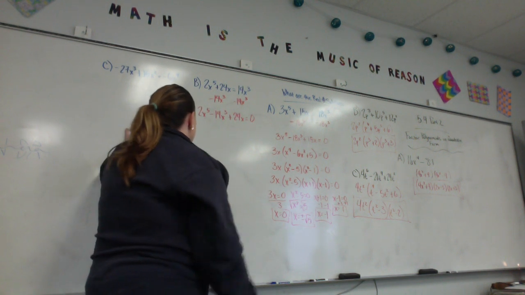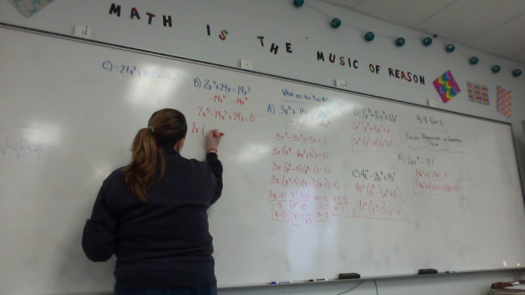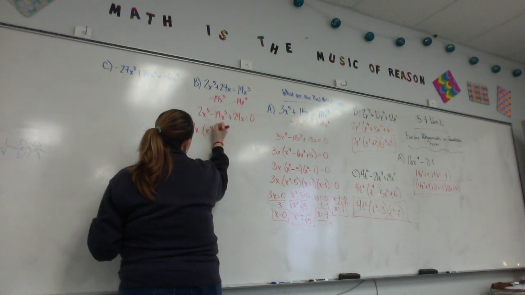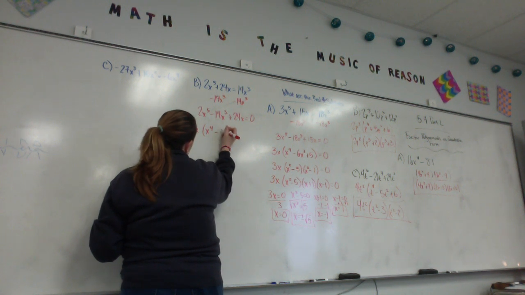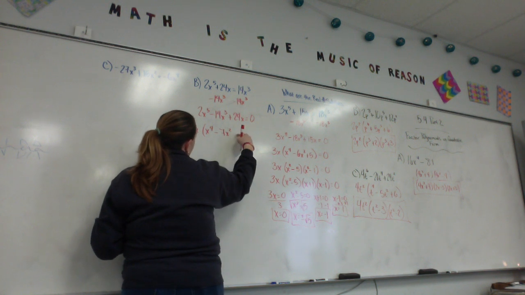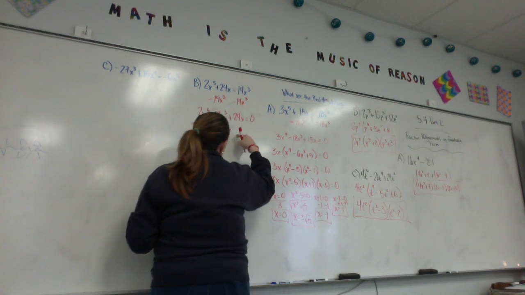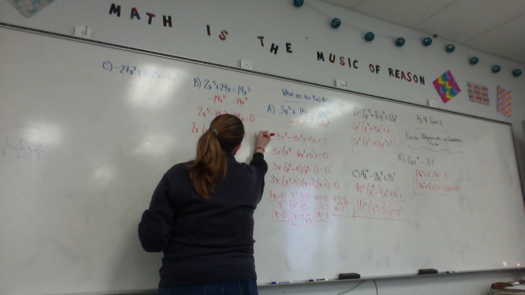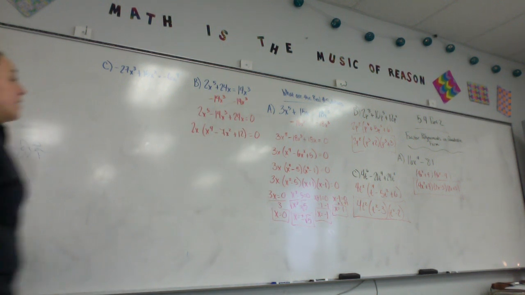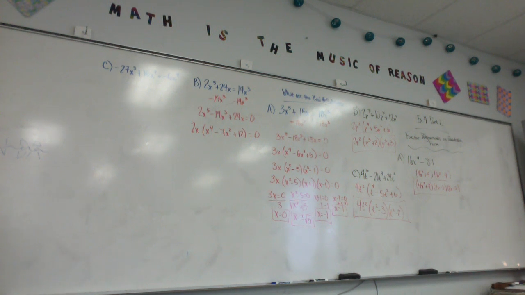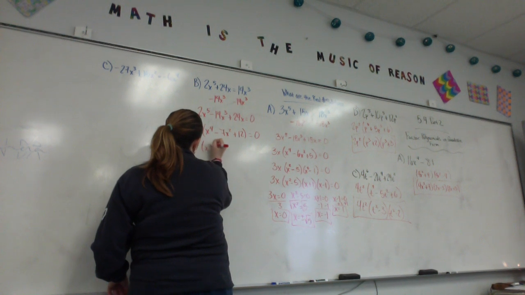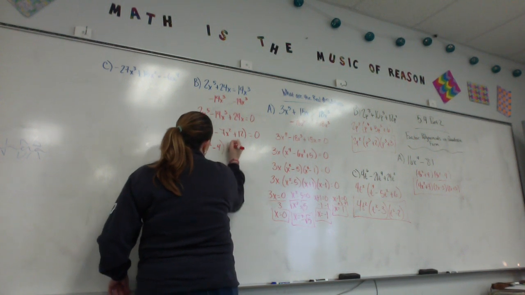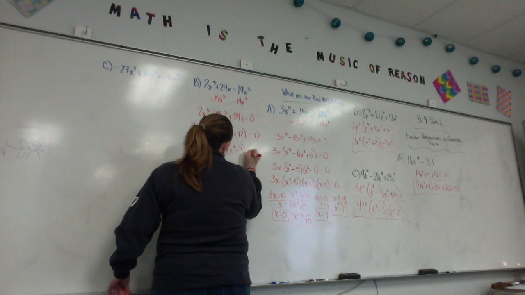Okay, so what am I doing here? Take out a 2x. Taking out a 2x, what am I left with here? X to the 4th. What am I left with here? Negative 7x squared. And what am I left with here? 12. Yes. Now, is there anything that multiplies to give me 12 and adds to give me negative 7? Negative 4, negative 3. And so I should have x squared minus 4 and x squared minus 3.